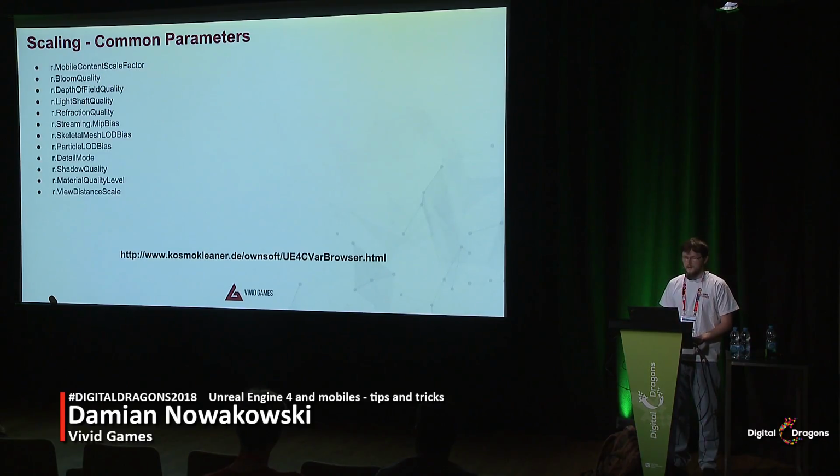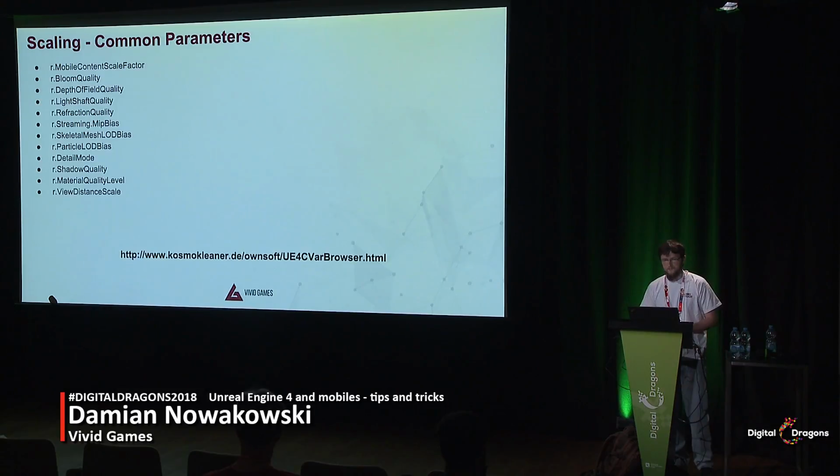There is the streaming MIP bias, which sets the minimum level of the MIP map of the texture. For example, if you have a low-end device, you can tell it to display only textures in lower quality MIP maps. The same goes for skeletal meshes and particles.